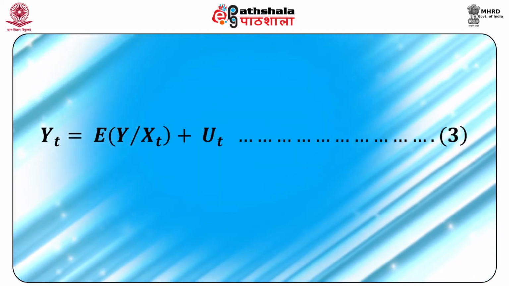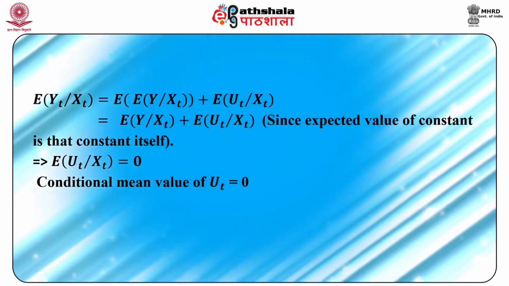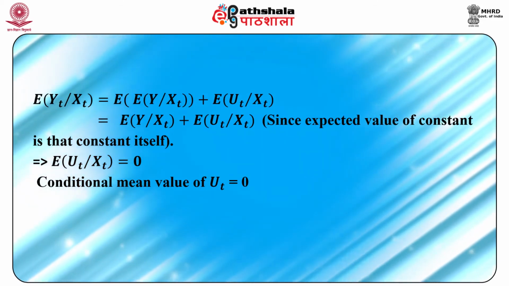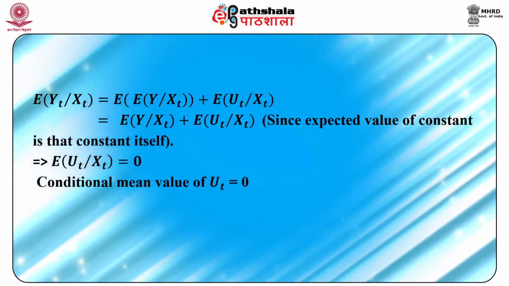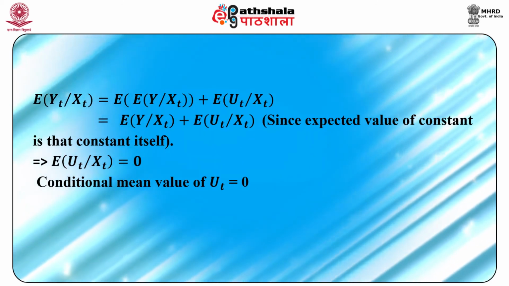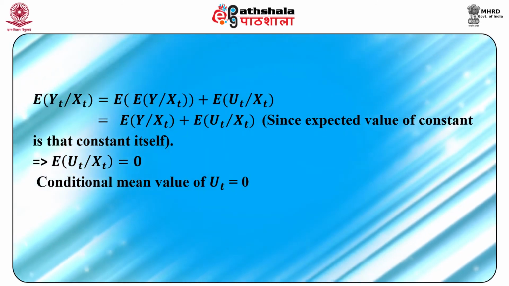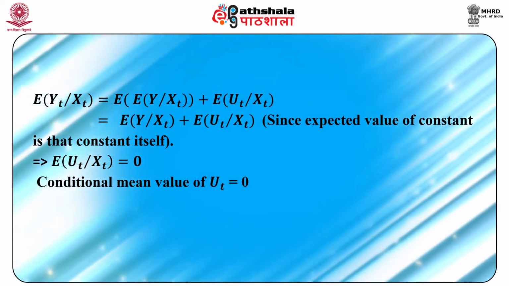Now, how do we find out these random values? This we would also like to understand. So, the conditional mean of this disturbance term is to be obtained, and in equation 3 we take expected value of both the sides and we obtain expected value of yt given xt equal to expected value of y given xt plus expected value of mu t given xt. Now, this we have written for a given level of income.